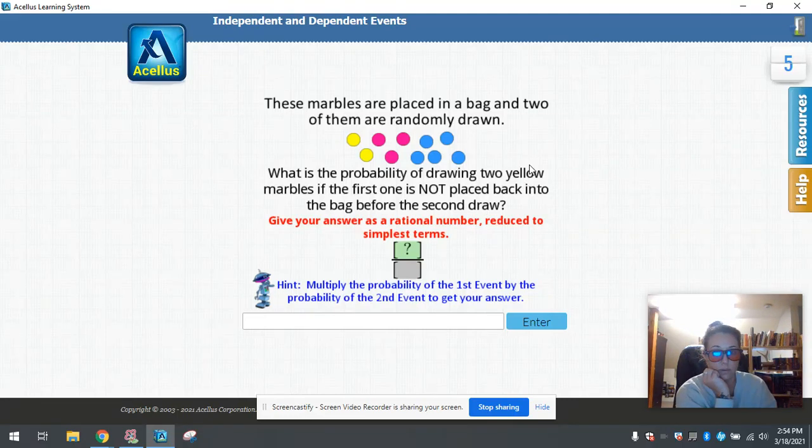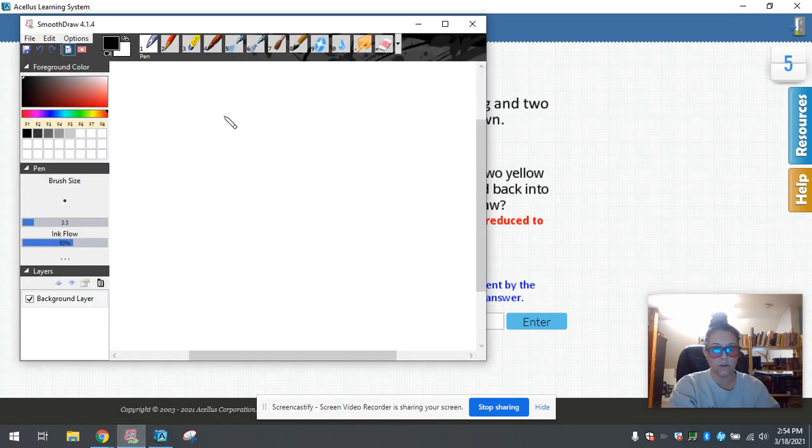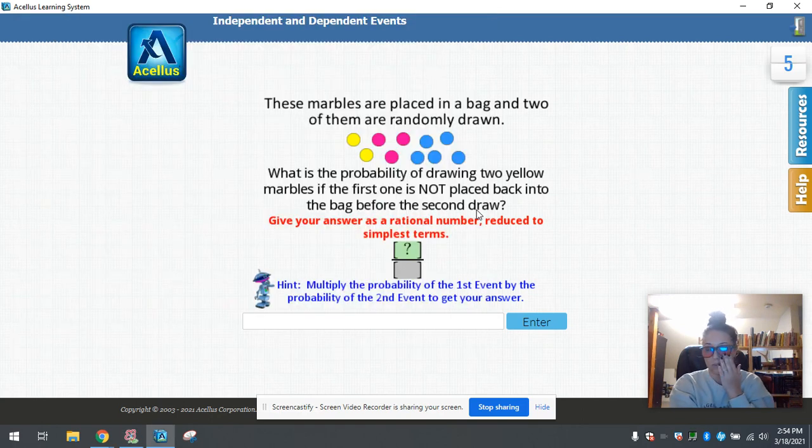We're given this problem for independent and dependent variables. It says these marbles are placed in a bag and 2 of them are randomly drawn. What is the probability of drawing 2 yellow marbles if the first is not placed back in the bag for the second draw? Well, let's pretend that it is placed back in the bag. Let's do it that way because I already did those problems and Screencastify wasn't cooperating.